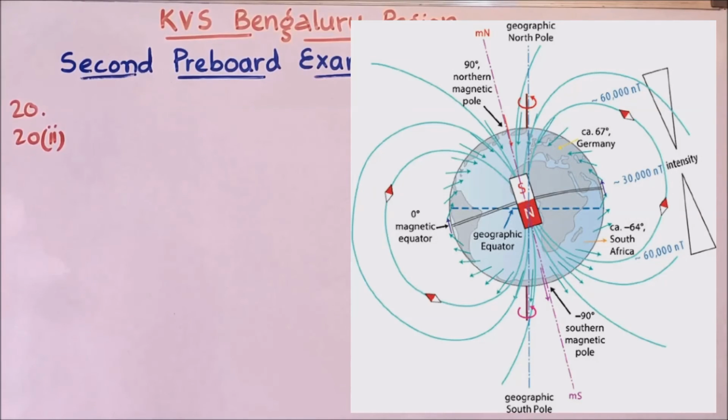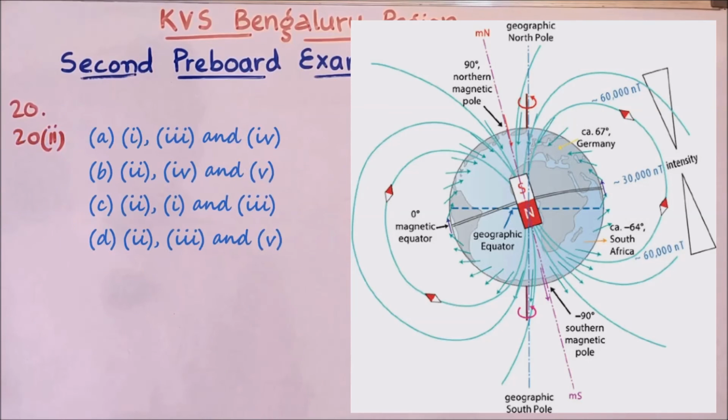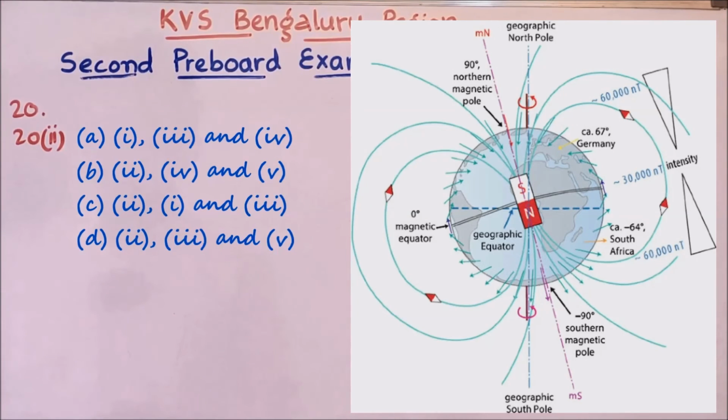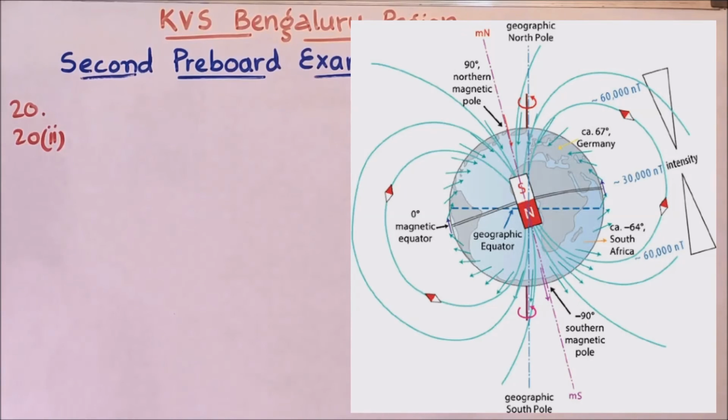So which of the following options are correct? Closely look at the statements given there. Now here are the options. A, 1, 3 and 5 are correct. B, 2, 4 and 5 are correct. C, 2, 1 and 3 are correct. D, 2, 3 and 5 are correct. So these are the options. Now look at these statements, observe them carefully, and also see the diagram.